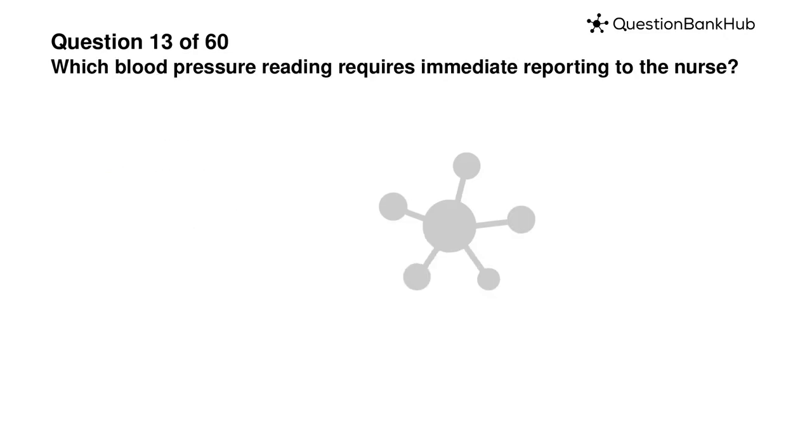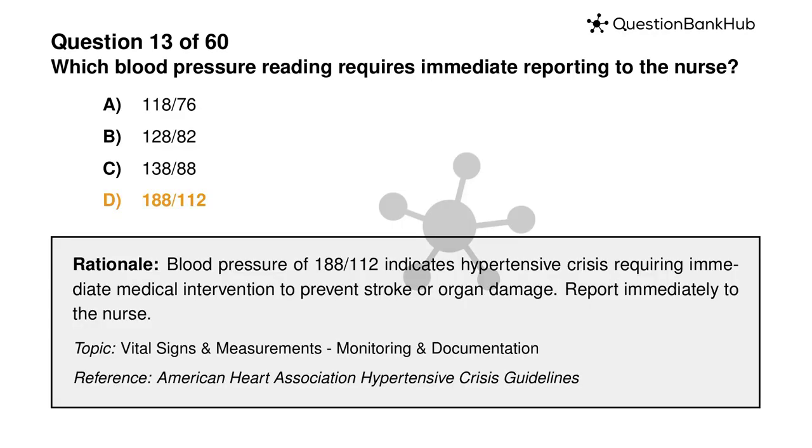Question 13. Which blood pressure reading requires immediate reporting to the nurse? A. 118/76. B. 128/82. C. 138/88. D. 188/112. The correct answer is D. 188/112. Blood pressure of 188/112 indicates hypertensive crisis requiring immediate medical intervention to prevent stroke or organ damage. Report immediately to the nurse.